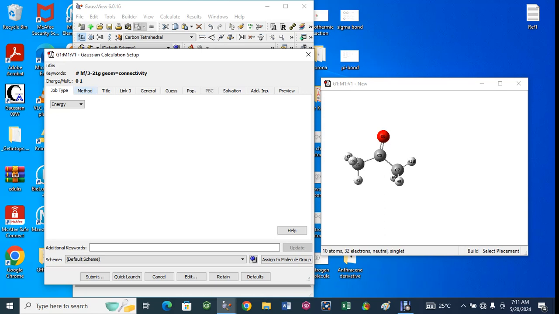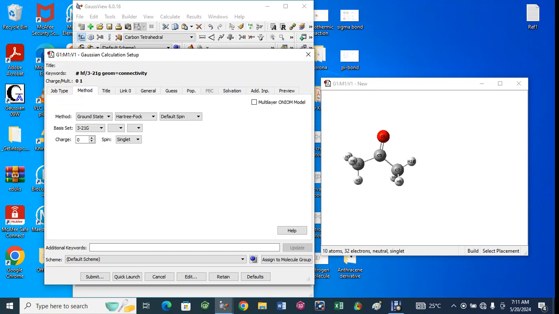What method or methodology do we want to use to carry out that particular operation? So we click on method, and under method you can see we have the same arrow here, meaning that we have a choice. We can select several approaches or methods that we want to use to solve the problem. Firstly, do we want the molecule in ground state?